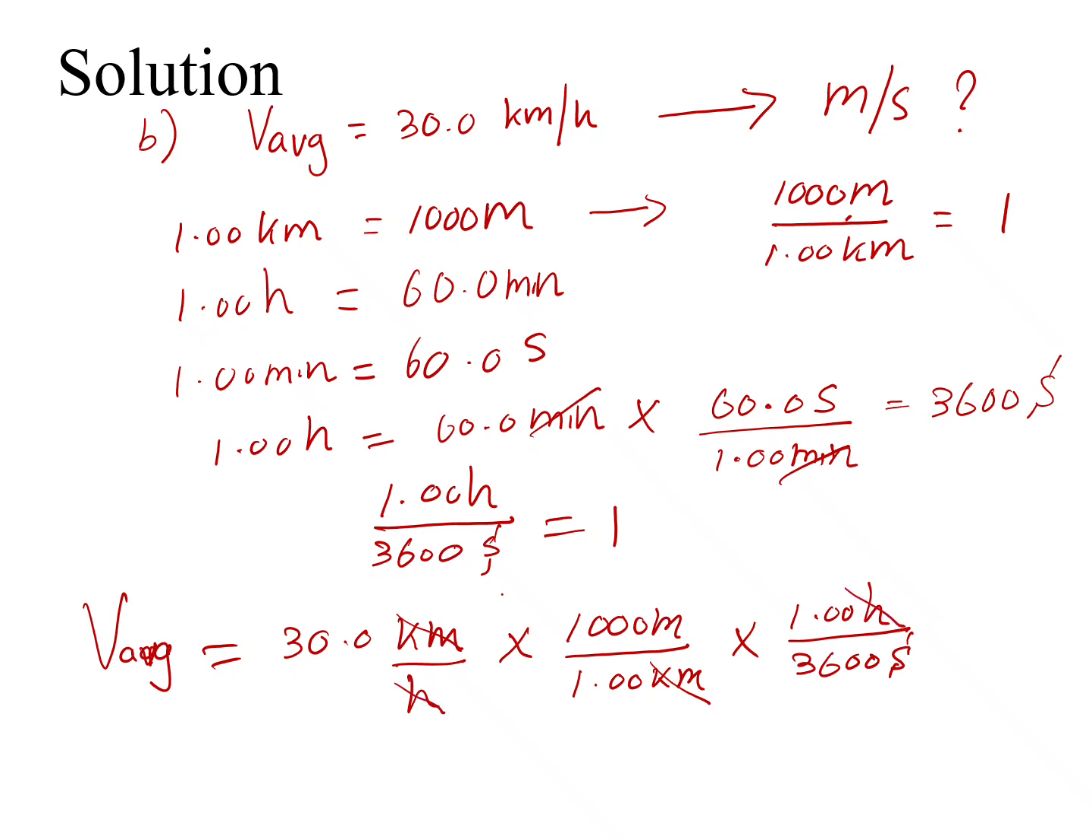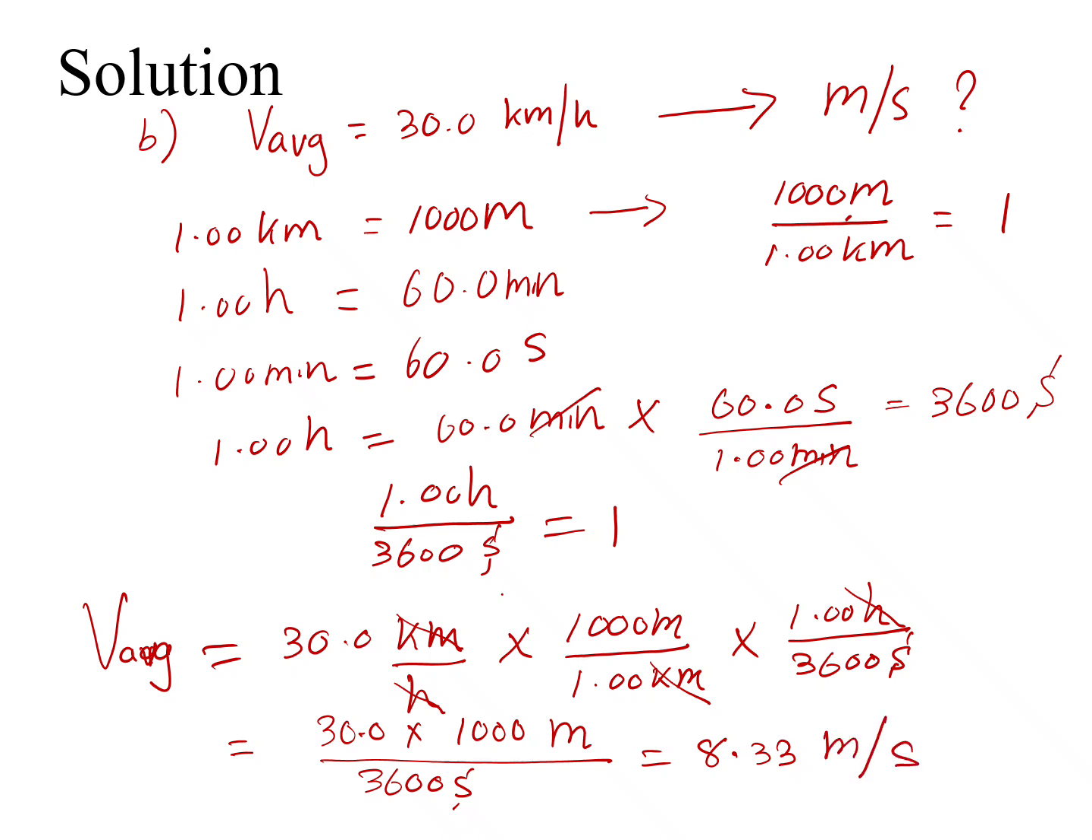leaving us meters per second. So here we have 30 times 1000 meters divided by 3600 seconds, and this is equal to 8.33 meters per second.